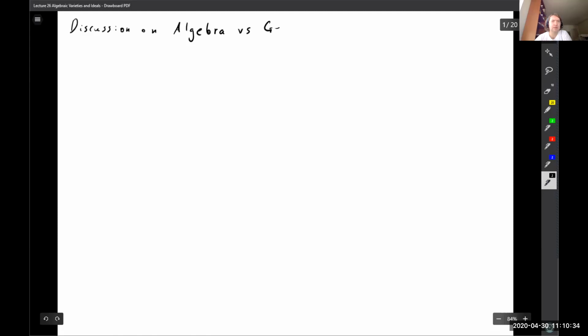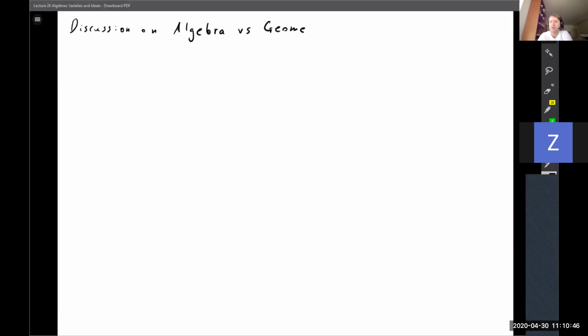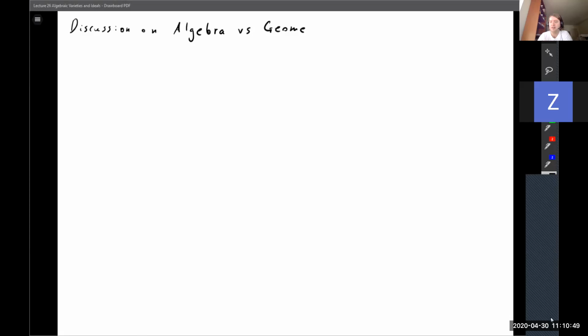versus geometry. Wait, if this is the last topic of the course, what are the two topics scheduled for next week? So next week is the RR week. There will be no lectures during the RR week, only office hours. Sorry, I misread the calendar. Thank you. So this week is the last week of instruction.